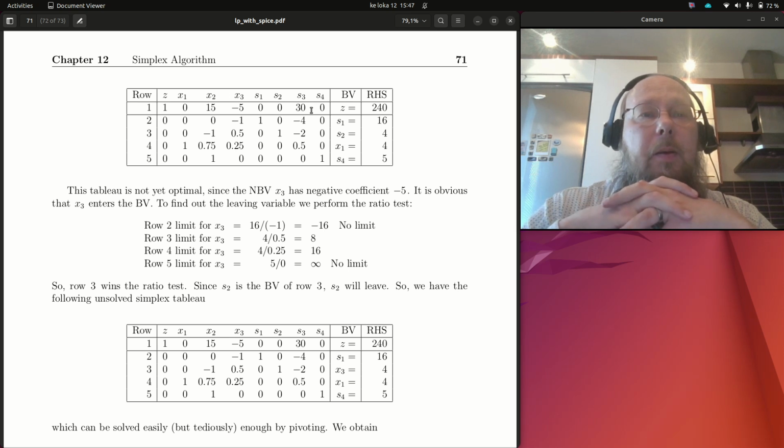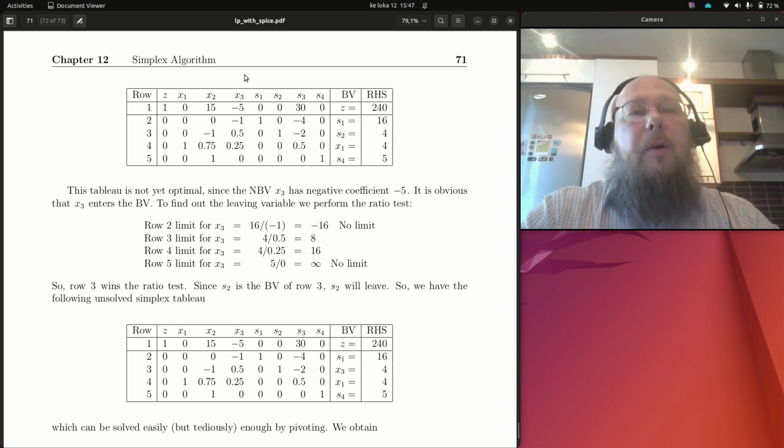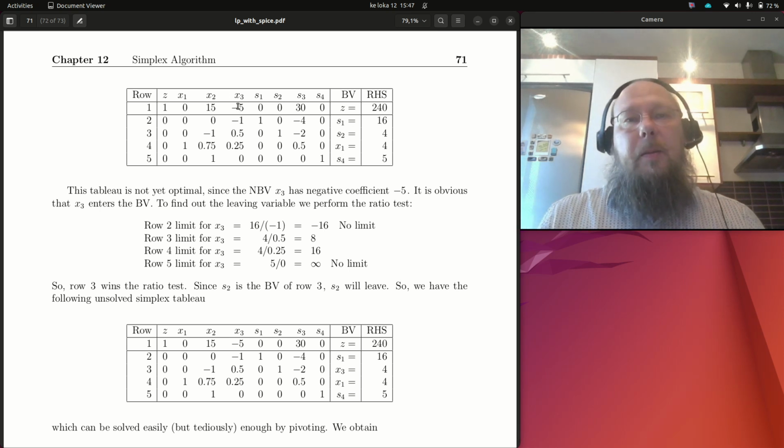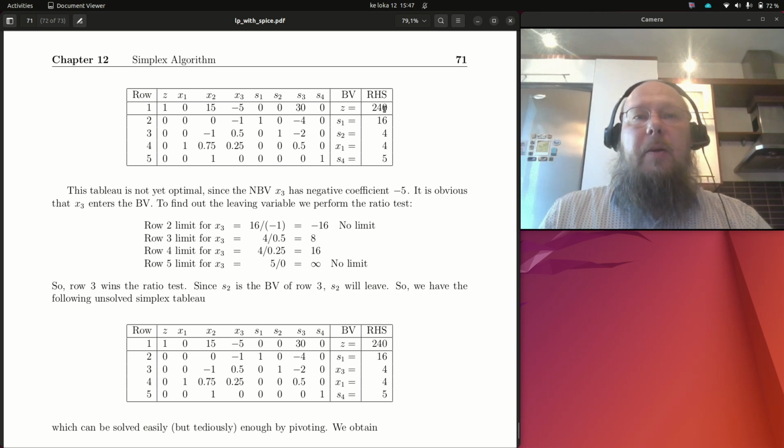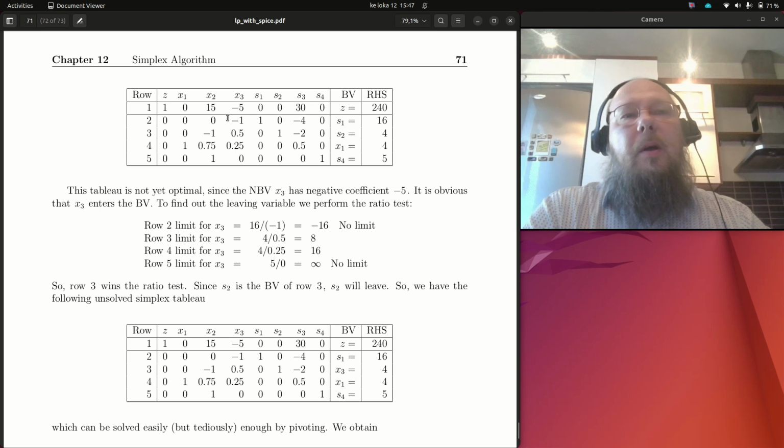And let's see, we notice that x3 is a non-basic variable. It doesn't appear here. It has a negative coefficient. So this is not optimal. Increasing x3 will increase z. Okay. So we have an entering variable, x3. x2 is fine, it has positive coefficient. x3 is not fine, negative coefficient. So x3 will enter, so one of these will leave.